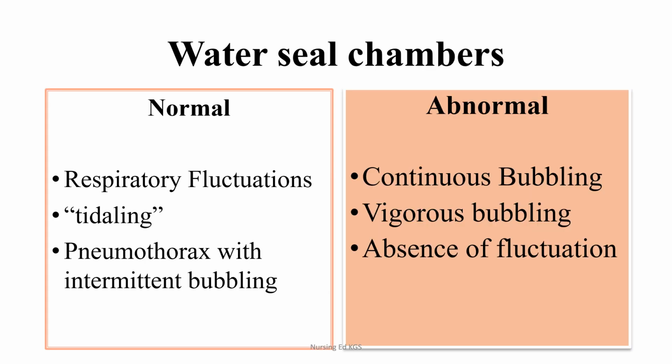The water seal chamber has a one-way valve that allows air to exit the patient's pleural cavity during exhalation and prevents air from re-entering during inhalation. The water seal chamber is filled with sterile water and it should be maintained at the 2 centimeter mark in order to ensure proper operation. This level should be checked regularly and filled with additional sterile water as needed.